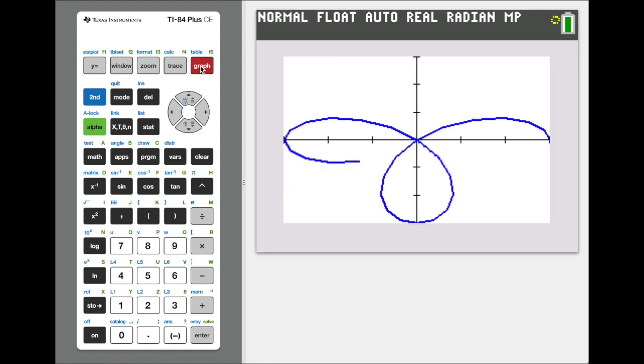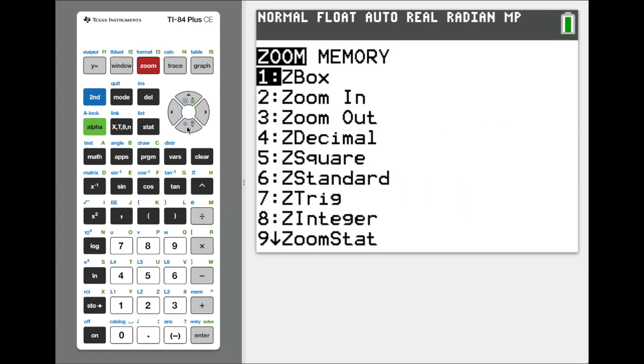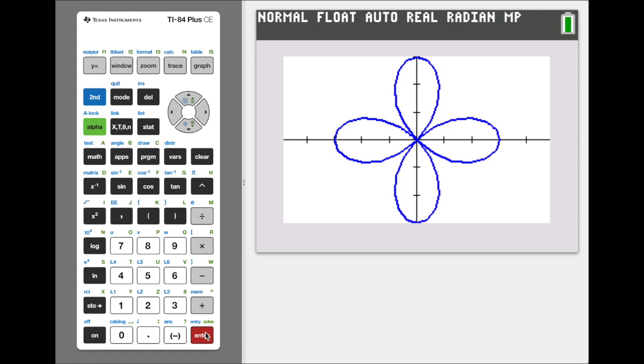Okay, so I hit graph, and yep, our picture is not looking that symmetric, so I'm going to go ahead and go to zoom and scroll down to zoom square. And now we have a nice picture where 1 unit on the x-axis is the same length as 1 unit on the y-axis. Okay, so this is a pretty cool picture of a Rose curve.